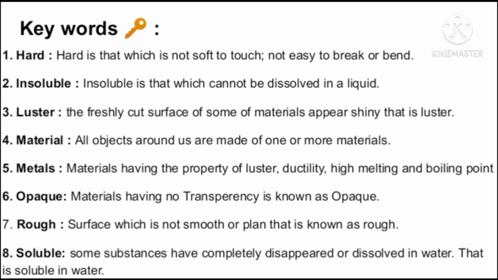All objects around us are made up of one or more materials, and the materials having the properties of luster, ductility, high melting and high boiling point are metals. And what is opaque? Materials having no transparency are known as opaque. The seventh one is rough. A surface which is not smooth or plain is known as rough. And the eighth one is soluble. Substances that completely disappear in water are soluble in water.